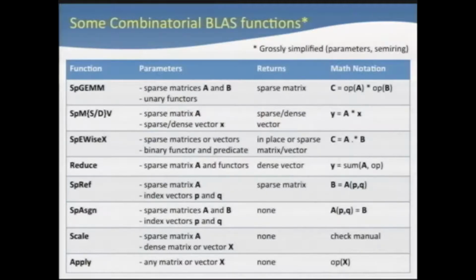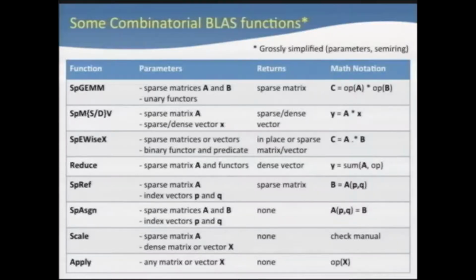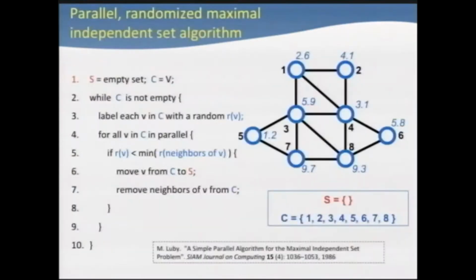Very simple sparse matrix operations. Some of them really hard to parallelize, though. Really easy to state. Multiplication of sparse matrices here. Multiplication of sparse matrix with a vector. Dense or sparse, element-wise, reductions. Referencing, I mean getting a sub-matrix. Assigning a piece. And random applications.